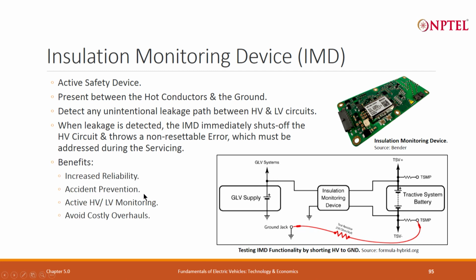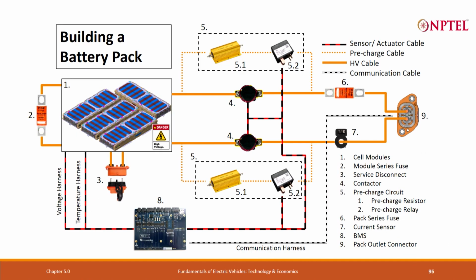What are the benefits? Your system reliability would be increased. Accident prevention, active high voltage and low voltage monitoring. You can monitor also; if there is any current leakage, you can check it. The BMS can take action. And if such things happen, your battery pack will get damaged, your vehicle will get damaged, and the person working or a passenger may get a health issue.